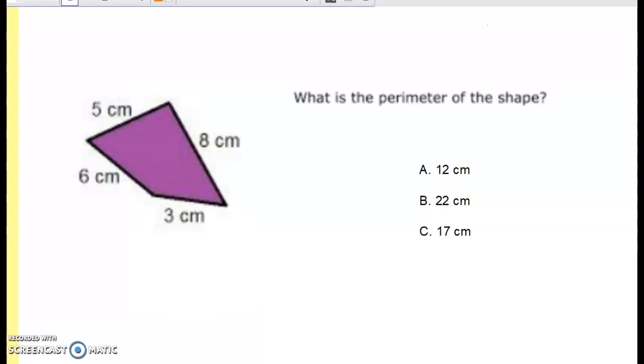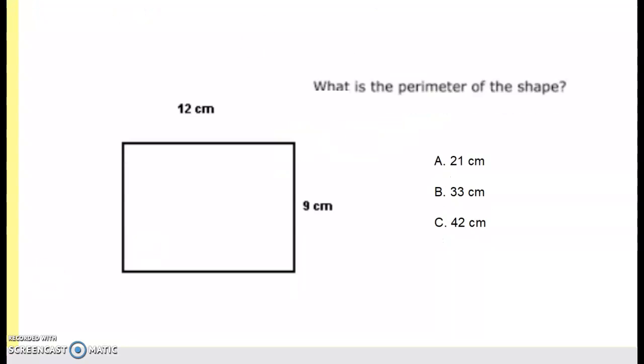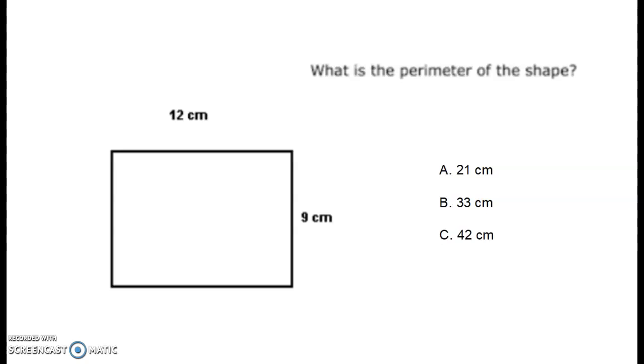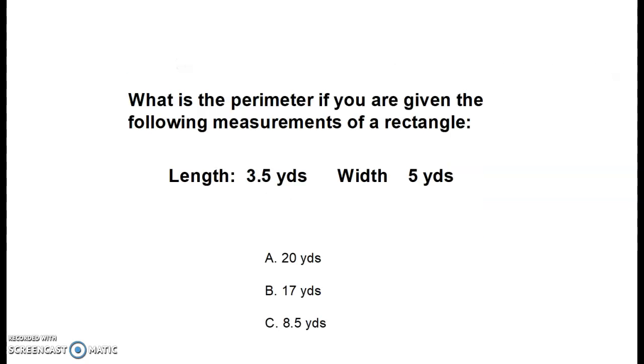Okay, number 3, calculate the perimeter of this shape. Number 4, what is the perimeter of the shape that you see? And again, you should see some missing values, so make sure that you figure out those missing sides first before you find the perimeter. Okay, problem number 5, what's the perimeter of this shape? Number 6, what is the perimeter if you are given the following measurements of a rectangle? So your length is 3.5 yards and your width is 5 yards. So go ahead and find the perimeter of that shape.